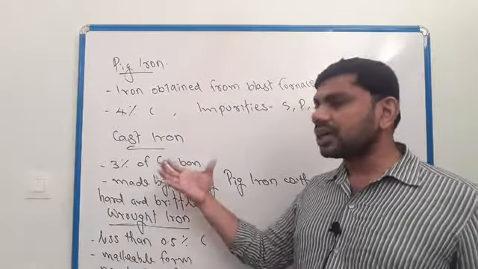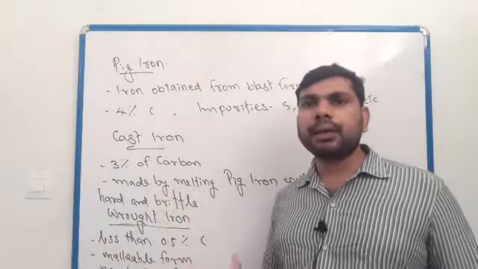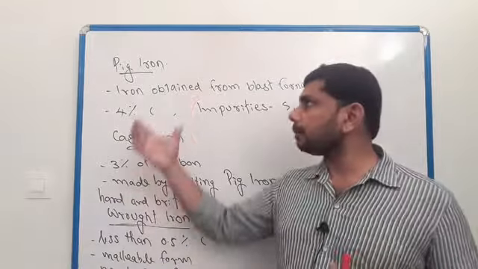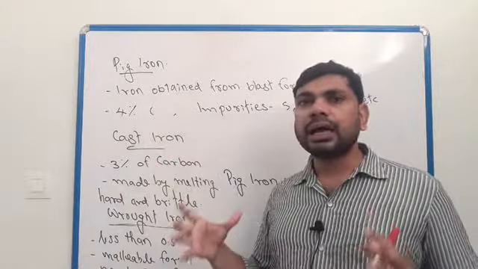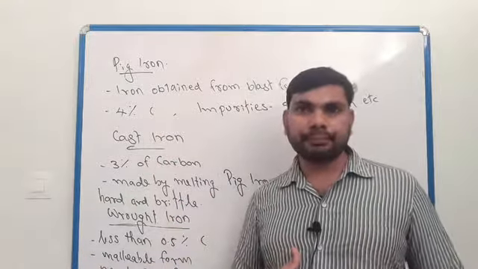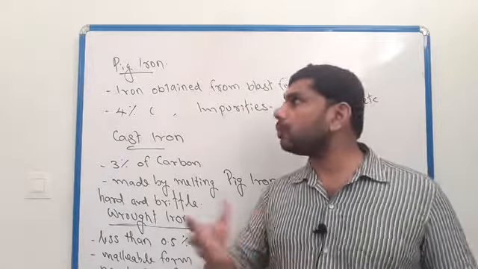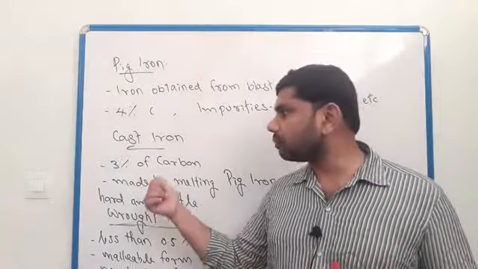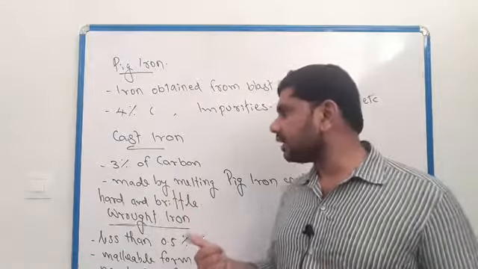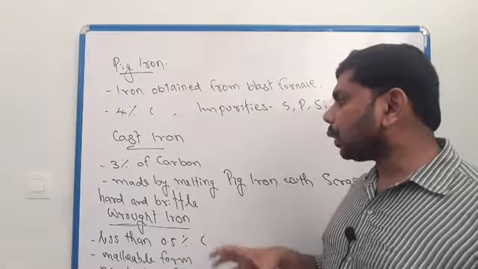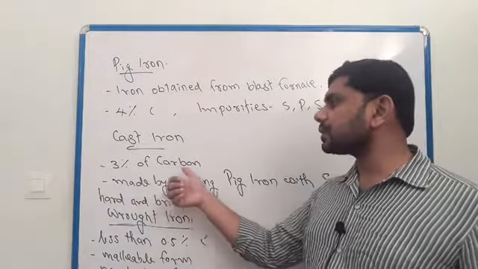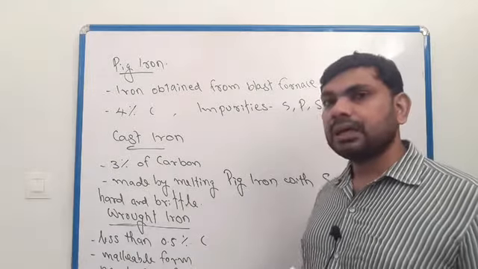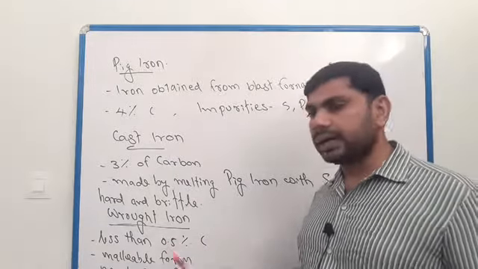Cast iron is produced from a mixture of molten pig iron and scrap iron. The molten form of pig iron and scrap iron mixed together to form cast iron. Cast iron contains impurities, and also contains 3% of carbon content. That is cast iron. Third one, wrought iron.